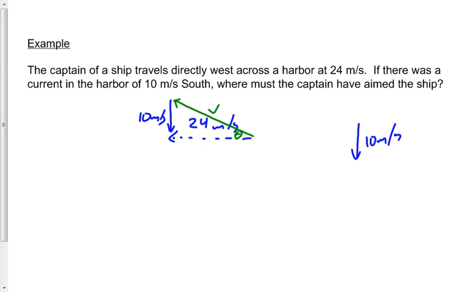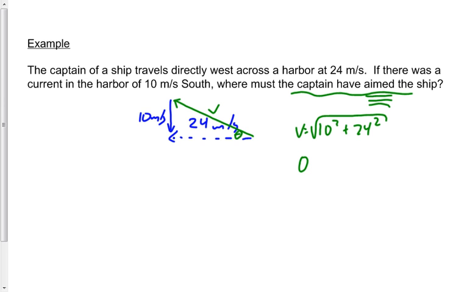Is this not the same thing? Okay, the diagram looks a little bit different, but again, mathematically, it's exactly the same thing. We're looking for the green vector where the captain must have aimed the ship, but it's still the hypotenuse, and we're still going to find it in exactly the same way. We're going to say V is equal to the square root of 10 squared plus 24 squared. We're going to say theta is equal to the inverse tan of 10 over 24.